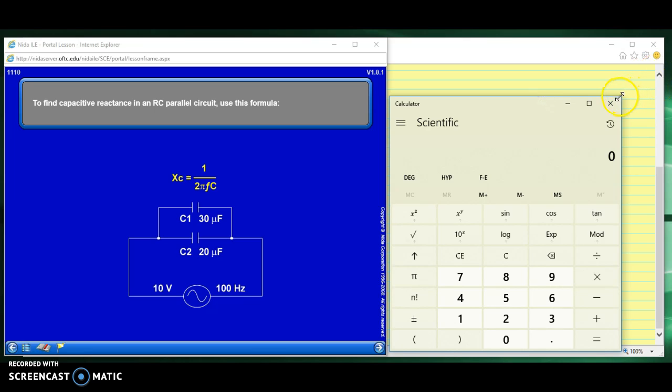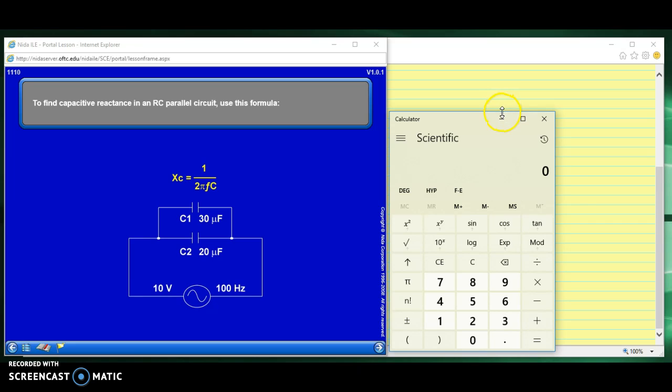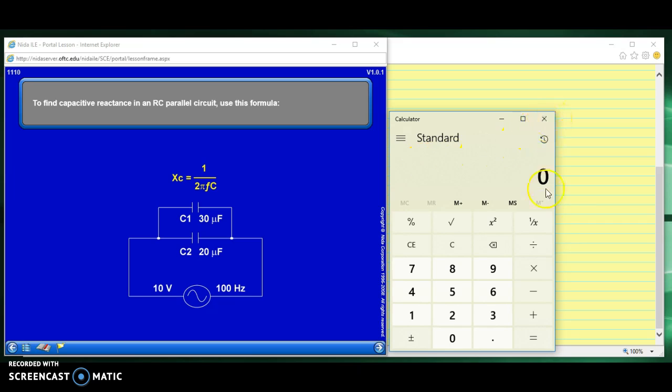And I wish this calculator would just, I can actually drag it and make it a little smaller. So that's good. Well, I guess that's the smallest she gets here.